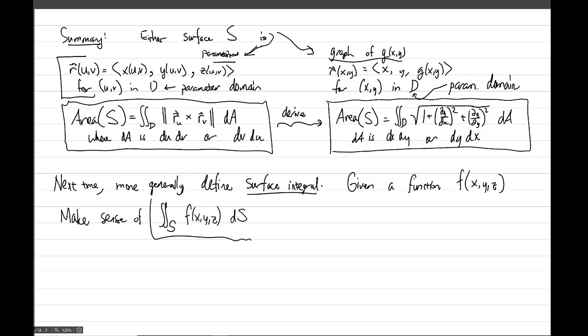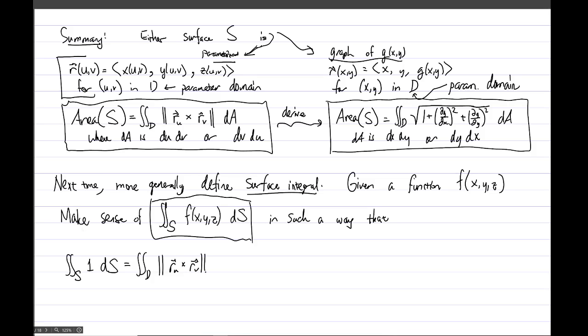Now, we're not going to define this right now, or even really talk too much about what it means, but to give a little bit of a preview, we'll define the integral that's in the box here in such a way that if the function in here were just the constant function 1, then the double integral over S of 1 dS is going to equal the double integral over D, just copying the integral over here, of the magnitude of r sub u cross product r sub v dA, and over here the double integral over S of 1 dS is going to equal the double integral over D of root 1 plus partial derivative of g with respect to x quantity squared plus partial derivative of g with respect to y squared dA.